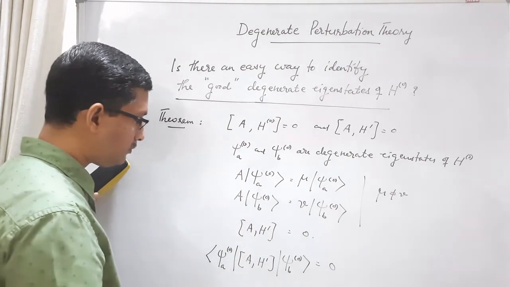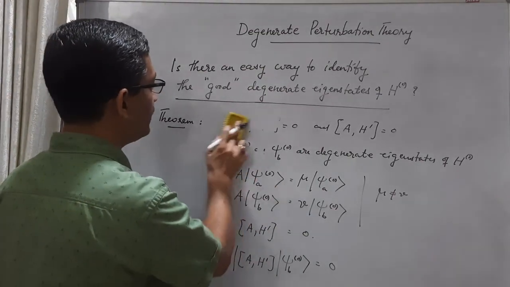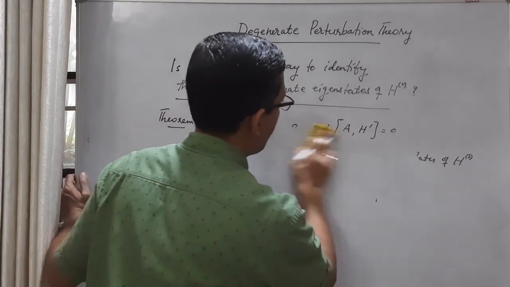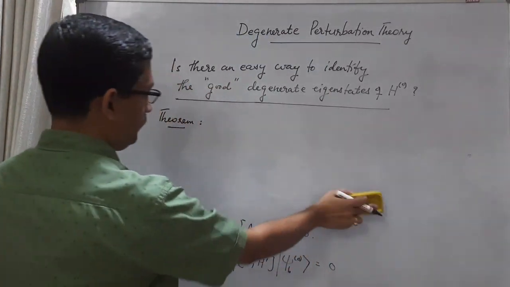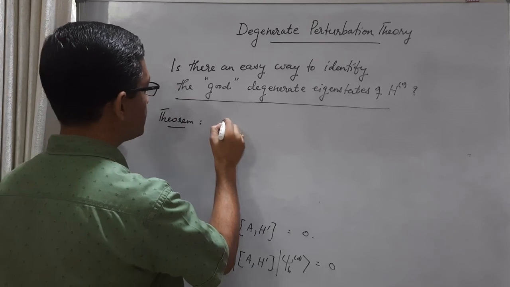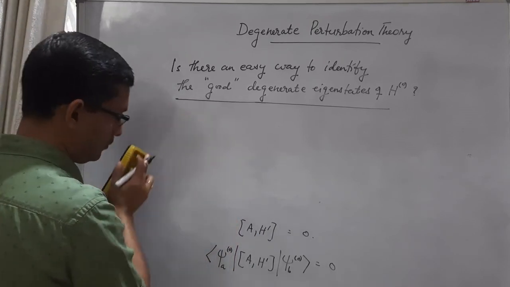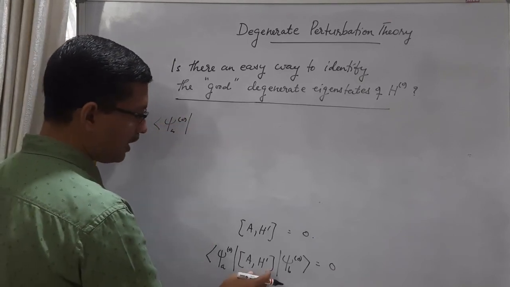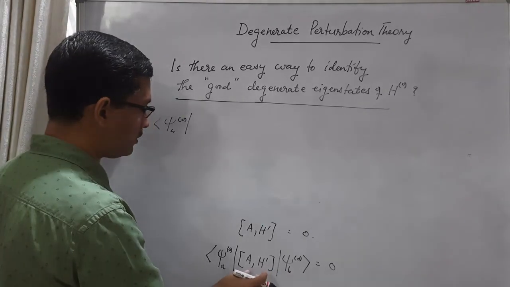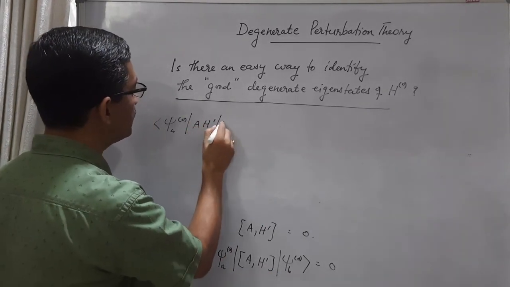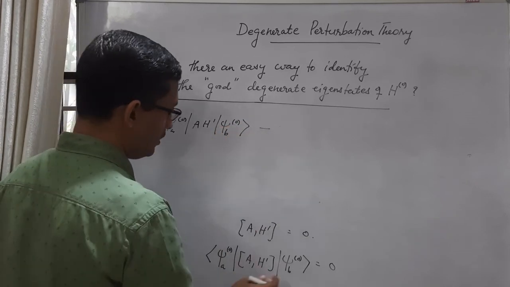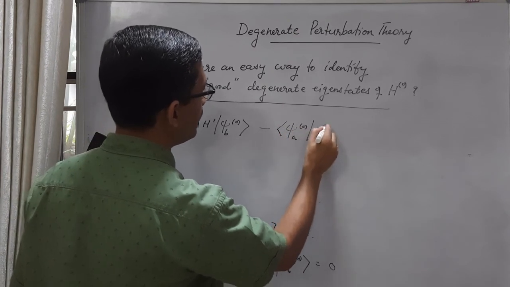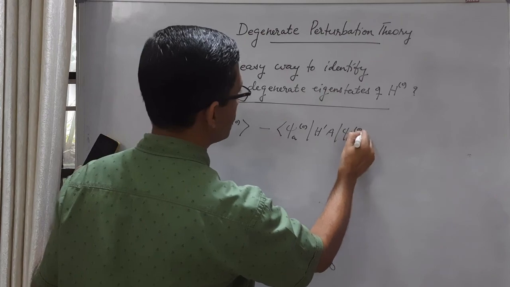Commutator is an operator. Let us expand this. If you expand the left hand side, psi A0, this expansion is A H prime minus H prime A. So there are two terms. The first term will be psi A0 A H prime psi B0, minus the next term, which will be psi A0 H prime A psi B0, is equal to 0.